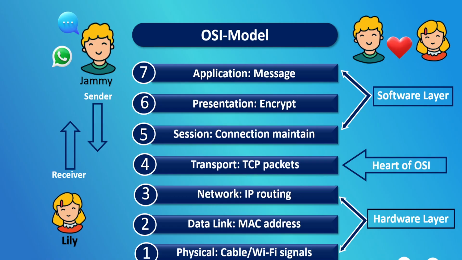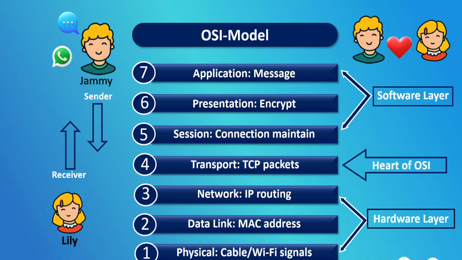Then the message will come to the session layer, which maintains Jamie and Lily's connection. Jamie's device and Lily's device connection should be maintained, otherwise how will the message be sent? So that's why the communication, the connection and the session should be maintained. That happens at L5. These 3 layers we call the software layers.